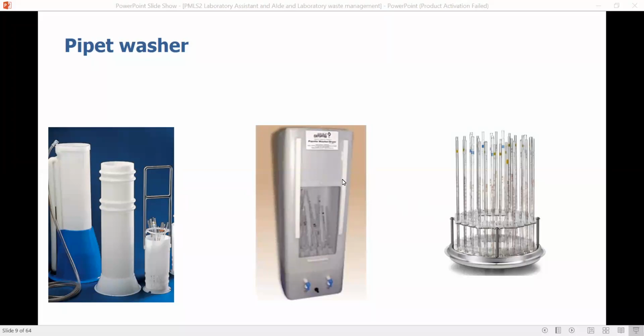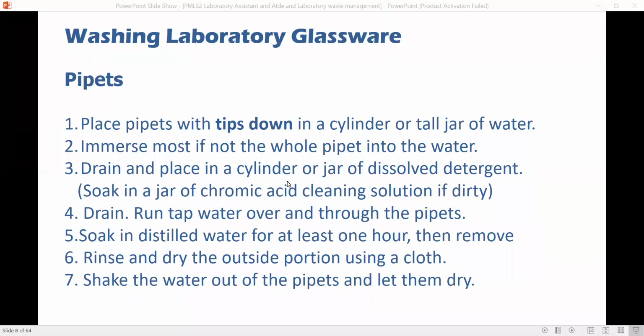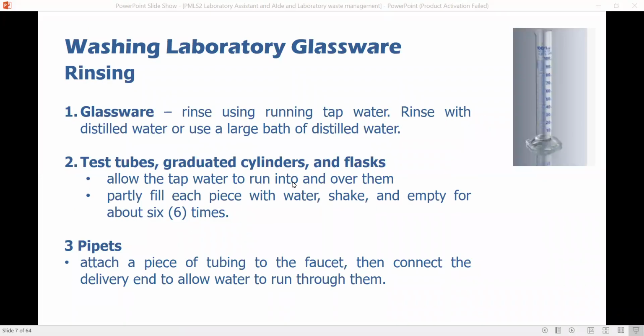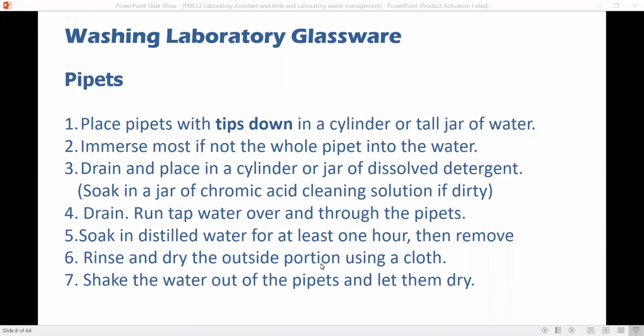Pag wala kang ganito, anong gagawin mo? Attach a piece of tubing to the faucet, and then connect the delivery end to allow the water to run through them. Ganun yung paggamit nitong washer na ito. Now, if you do not have that washer, okay lang din naman. This is how to wash pipettes.